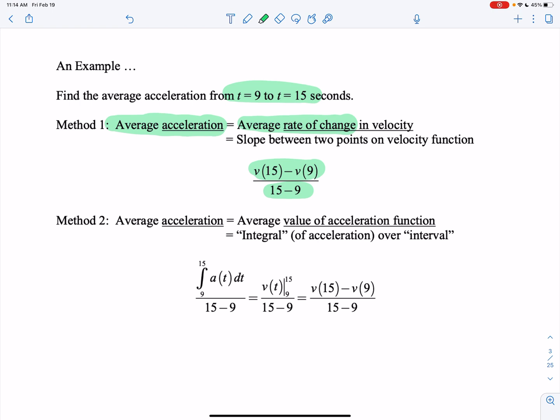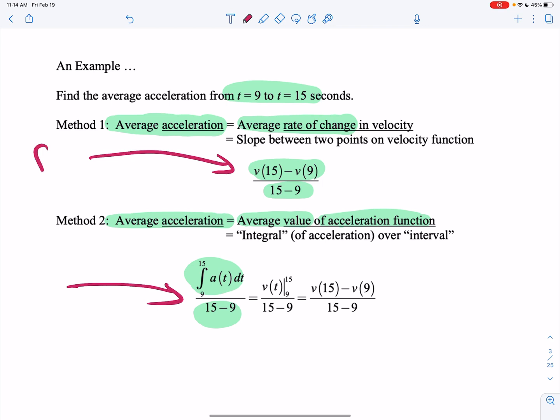Now, if I provided you the acceleration, to find the average acceleration, you would just take the average value of acceleration, which is really you just integrating, but also dividing by the distance. But just notice how you end up with the same thing. So if I gave you velocity, then you would find it using the first method. If I gave you acceleration to begin with, then you could find it this way. So it all depends on if I give you the original function or if I give you the derivative. Here, if I gave you the original function, you would use this. If I gave you the derivative, then you would use the average value.